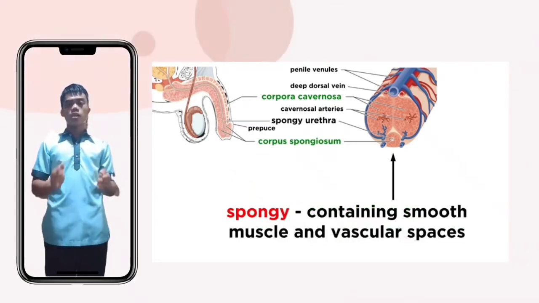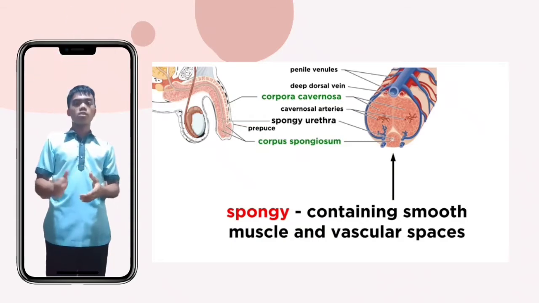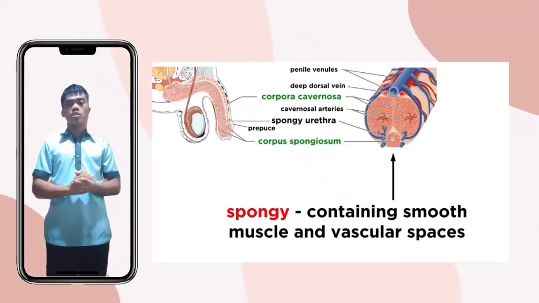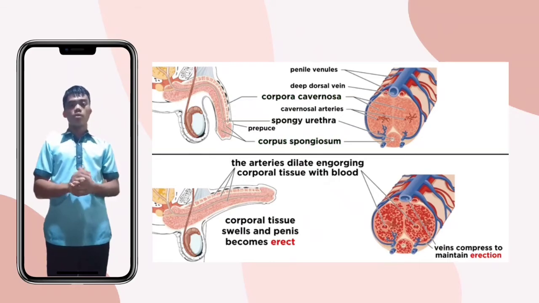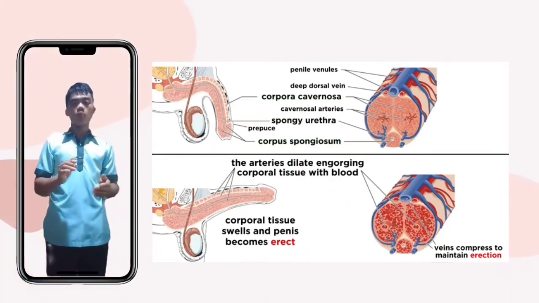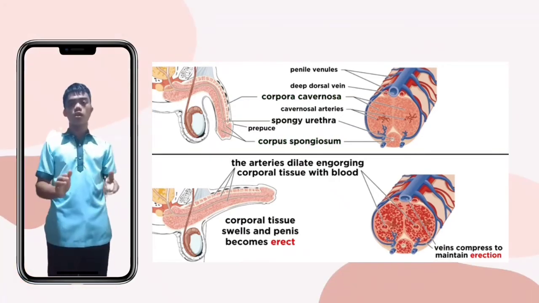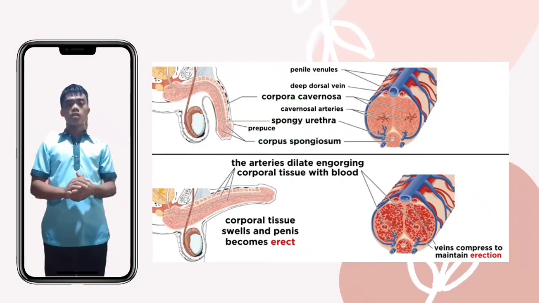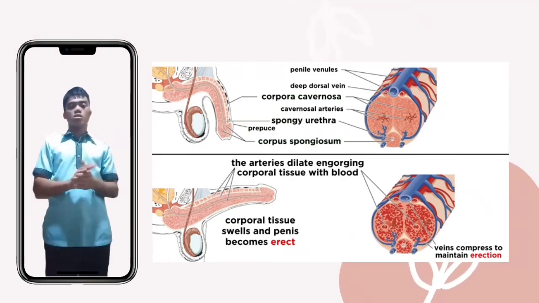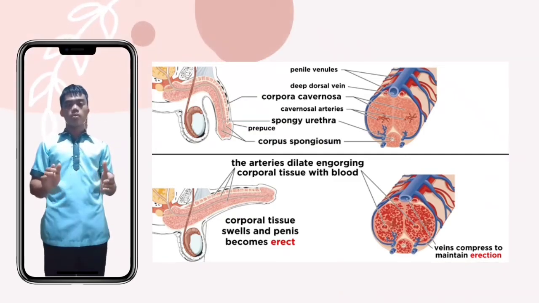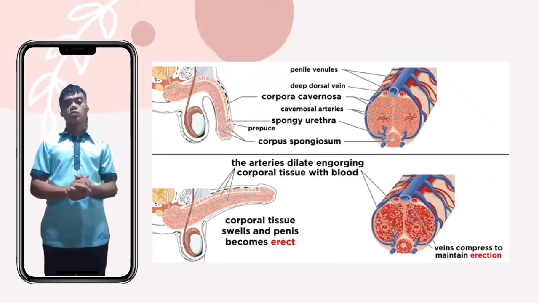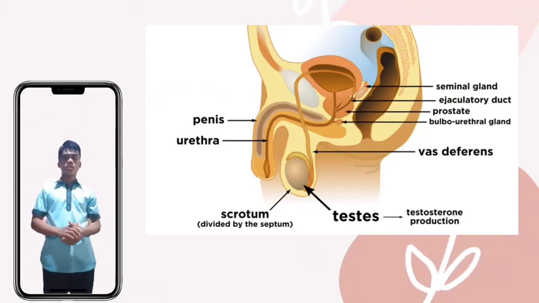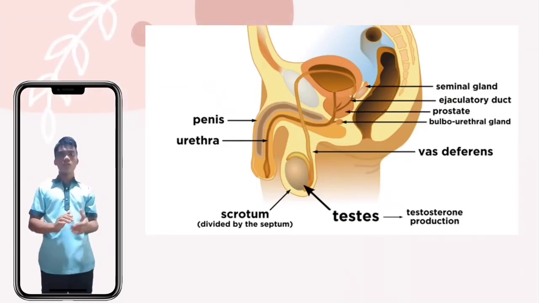The erectile tissue is spongy, connecting smooth muscle and vascular spaces, and when these spaces fill up with blood during sexual arousal, the penis will enlarge and harden, a status called erection, which enables penetration. Beyond the gonads and external genitalia, there are also accessory glands.